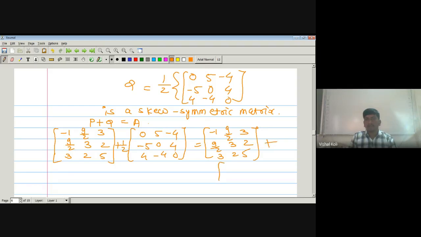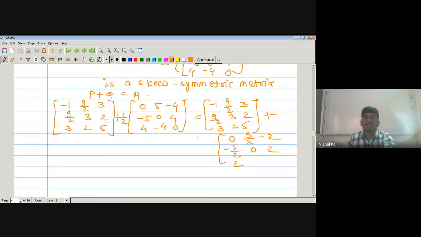plus 0 divided by 2 0, 5 divided by 2 5 by 2, minus 4 divided by 2 minus 2, minus 5 divided by 2, 0 divided by 2 again 0, 4 divided by 2 2, 4 divided by 2 again it is 2, minus 4 divided by 2 minus 2, and which is equal to 0.